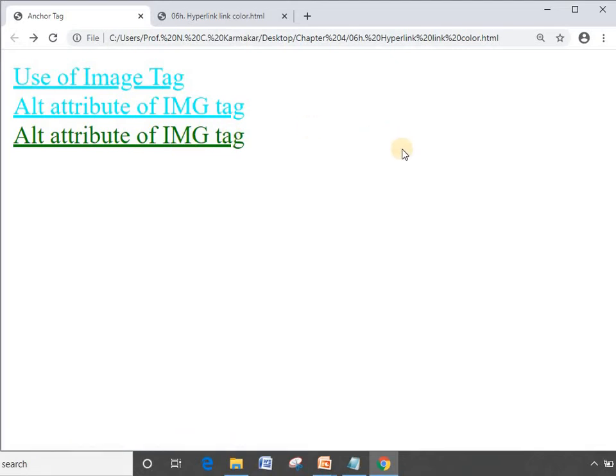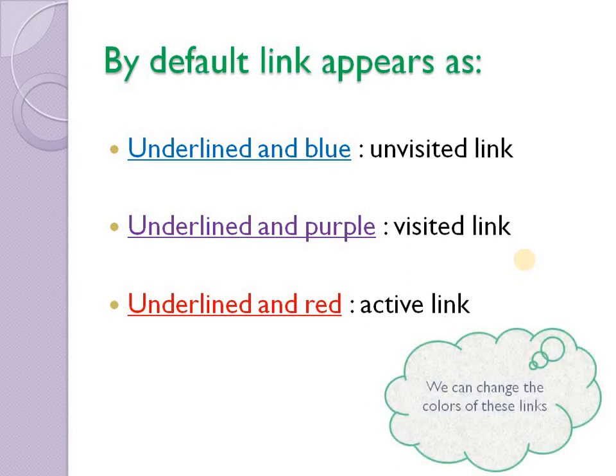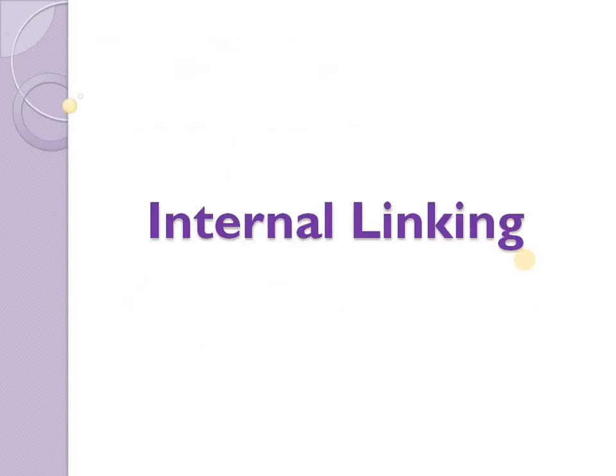Now, types of linking. Although we have created a hyperlink, a hyperlink is an example of linking. So linking can be done in two ways, internal linking and external linking. What is internal linking? It redirects to another section of the same page. And external linking redirects to another web page of the same website or another website. Let's see the examples.